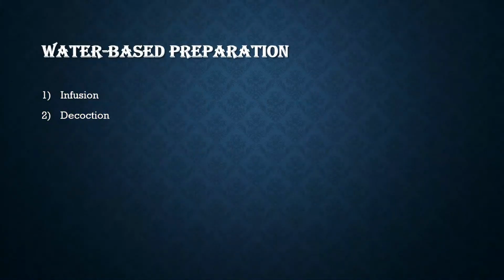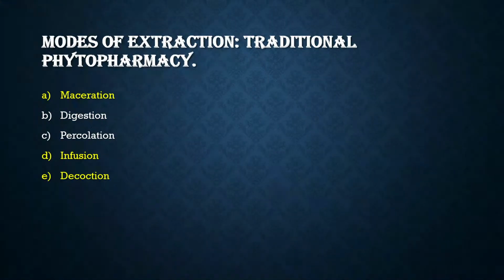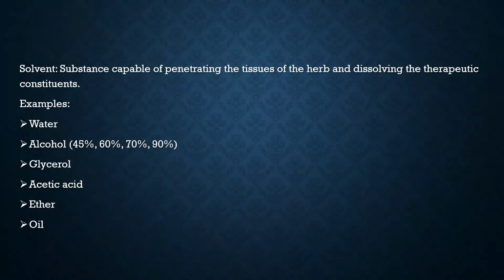So I want us to talk about extraction. And there are 5 different ways in which traditional herbs can be extracted or can be prepared for usage. There is maceration, there is digestion, there is percolation, there is infusion, there is decoction. I will just briefly talk about the highlighted 3. But before that, let's go to the initial slide before that.